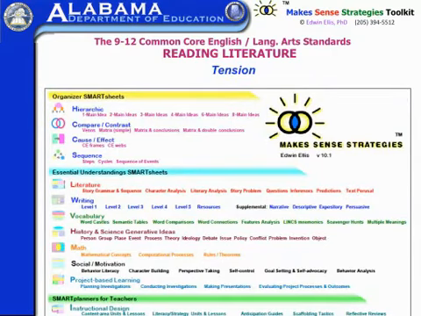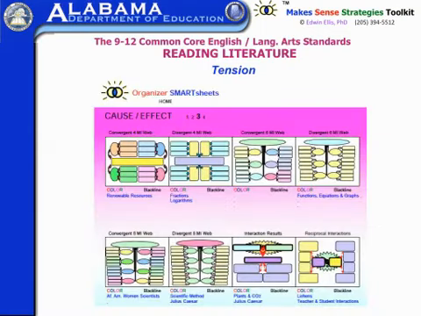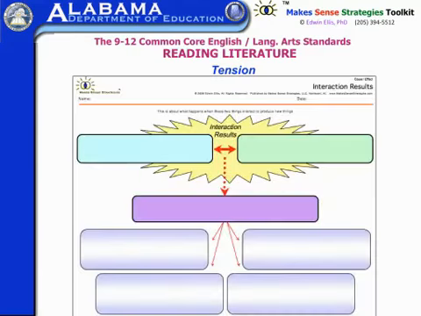Another area is addressing tension, and you can also use cause and effect for that. I clicked on cause and effect webs this time. There are many here, but I'm just going to illustrate the one called interaction results. This one is what happens when this character interacts with this or this character, and what those interactions lead to in terms of the gist of what happens, and then specific things.